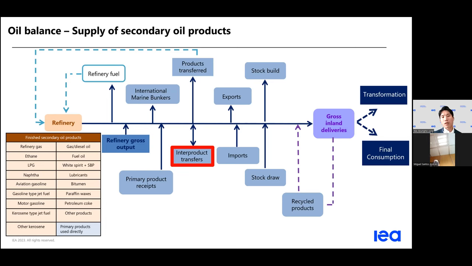And inter-product transfers is used for the reclassification of the oil products. For example, kerosene can be blended with the gas oil in order to meet its winter specification. In that case, we report kerosene with the negative sign under inter-product transfers, and that portion will appear with the plus sign under the gas oil inter-product transfers flow.